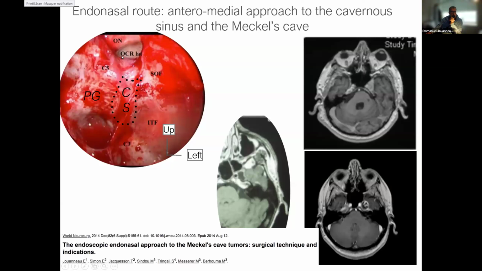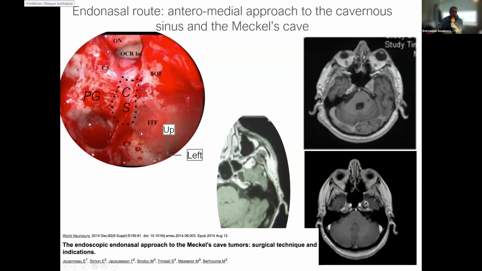There is the optic nerve. There is the C5 portion of the ICA, the paraclinoid portion of the ICA. Here is the lateral opticocarotid recess. And if we move more laterally, you have the superior orbital fissure over there, the orbital apex here. The cavernous sinus is just here.